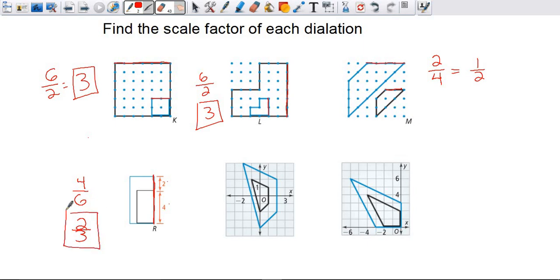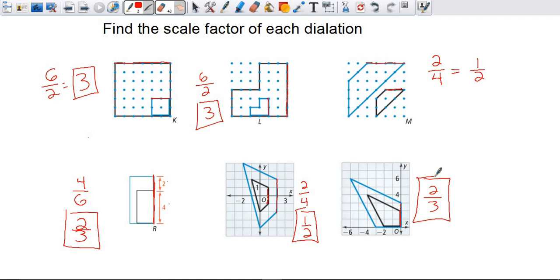For the next one, let's do the blue first. 1, 2, 3, 4. That goes on the bottom. And then we have 1, 2. That goes on top. We reduce that, we get 1/2. So it got smaller, and it got cut in half. Same thing for the next one. 1, 2, 3 goes on the bottom. 1, 2 goes on top. It doesn't reduce, so that is our scale factor.